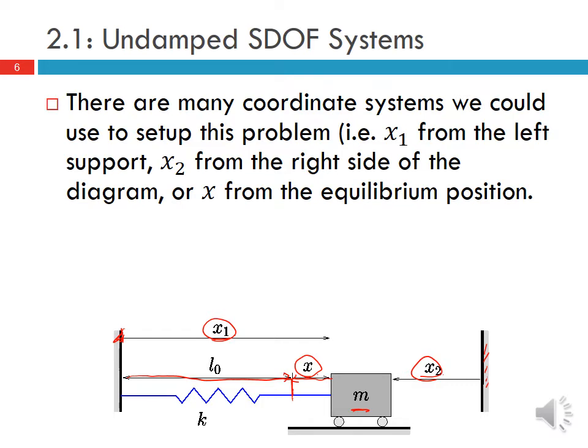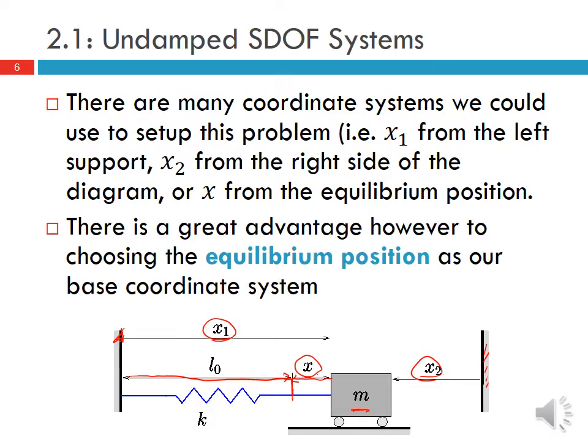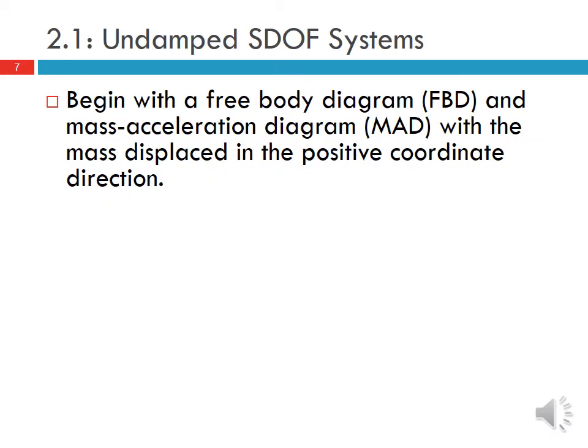So we could use any of these coordinates to describe this motion, and we only need one to completely describe it. As we'll see, there is a great advantage to choosing the equilibrium position as our base coordinate. So in this case, this would be x here.